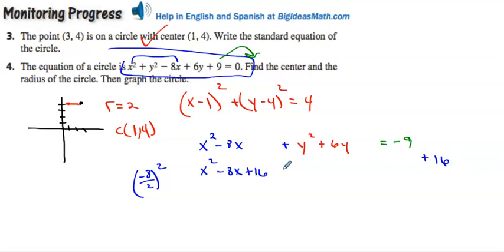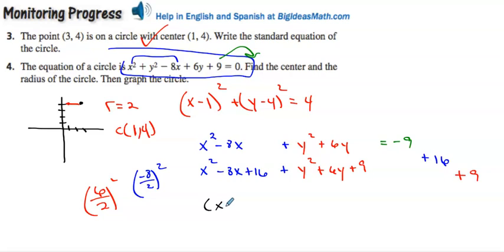Then I'm going to have plus, and I'll go here in red. So I'm going to take 6 this time, which is my b term, divide by 2 and square it. It's going to give me 9, so y squared plus 6y plus 9. So I'm adding 9 here again. So add 9 to the left, add 9 to the right. And now I got a perfect square here.